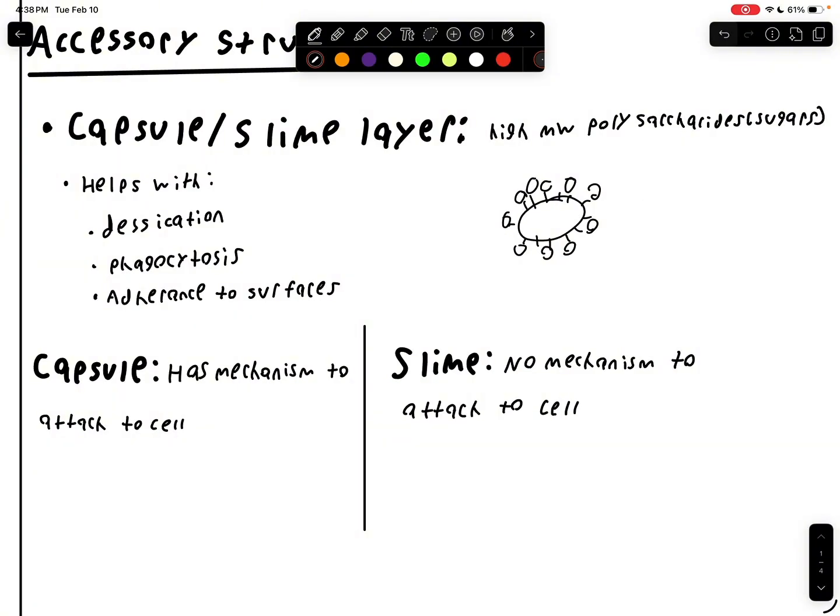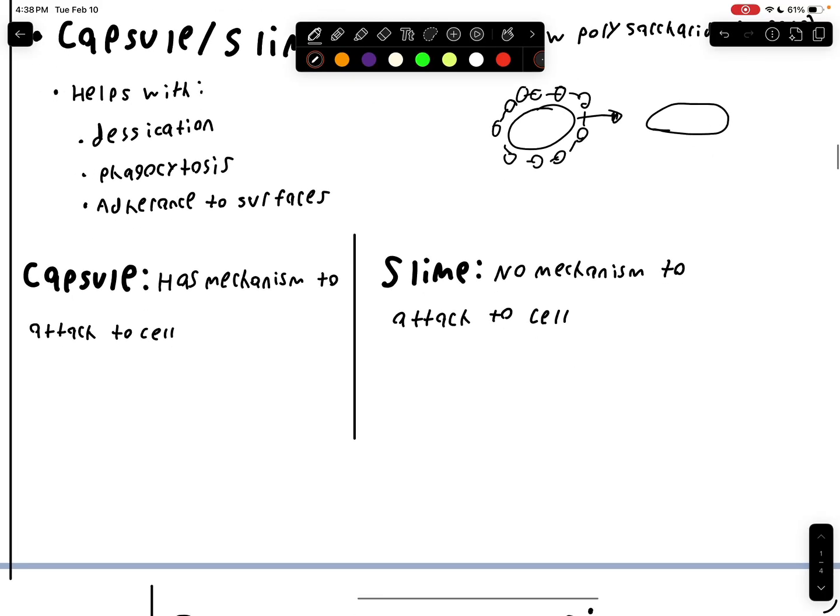Versus a slime layer does not stick to the cell. So you can imagine the sugars are connected to each other, right? But when the bacteria moves, it moves by itself. So you end up with bacteria and the sugars are left behind. So that's why we have the slime layer or the capsule. You can't have both because the second it's attached to the cell, it's a capsule. The second it's not attached to a cell, it's a slime layer.